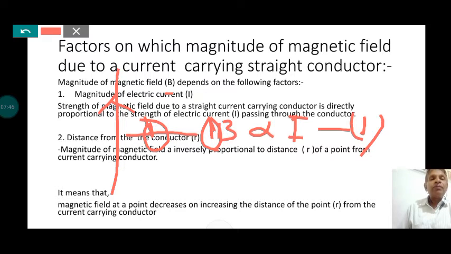The deflection is more here and reduced there. That shows the magnetic field at a point nearer to the conductor is more, and at a point farther from the conductor is less. So the magnetic field produced by the straight conductor depends on the distance of a point from the conductor.